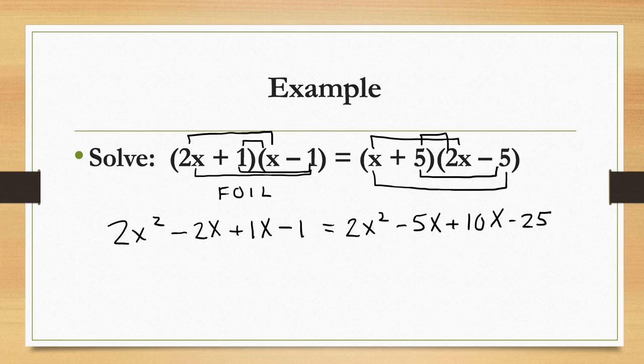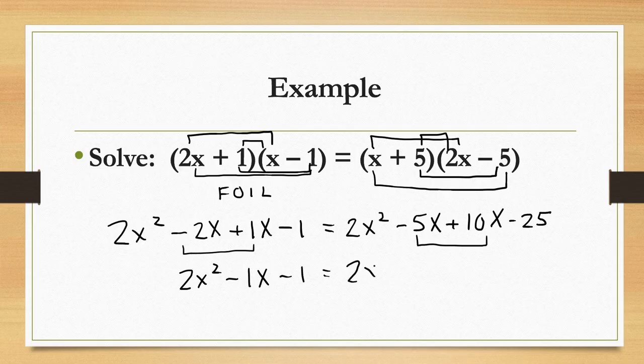Now we'll look and see if any terms can be combined. What I notice is that this negative 2x and the positive 1x can be combined on the left, and the negative 5x and the positive 10x can be combined on the right. So let's rewrite making that adjustment. So I still have the 2x squared. When I combine my middle terms, that's going to give me a minus 1x, and then I still have the minus 1. On the right-hand side, 2x squared. Combining your middle terms gives you a positive 5x, and then minus 25.